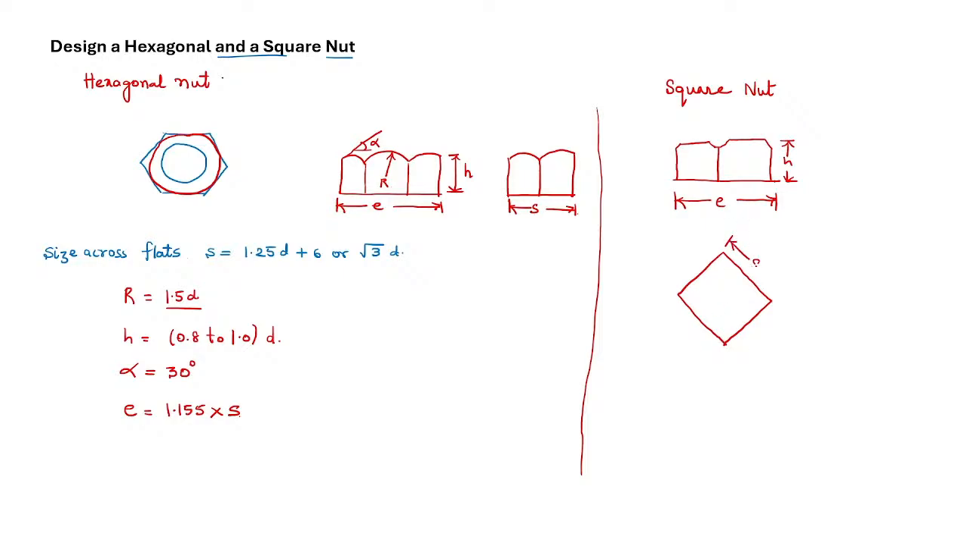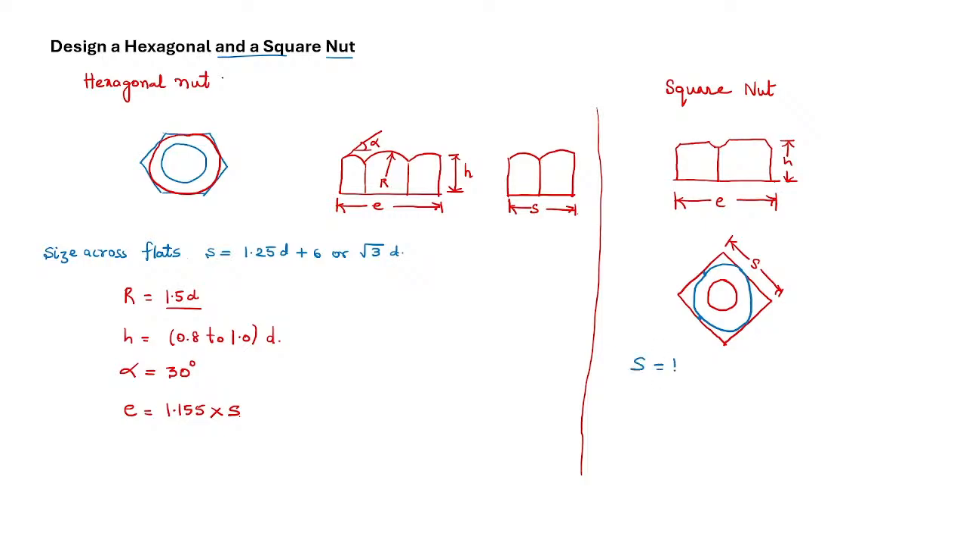This dimension would be equal to S. The bolt diameter is to be drawn, and another circle has to be drawn, which is tangential with the sides of this diamond. It has to be tangential to all the sides.